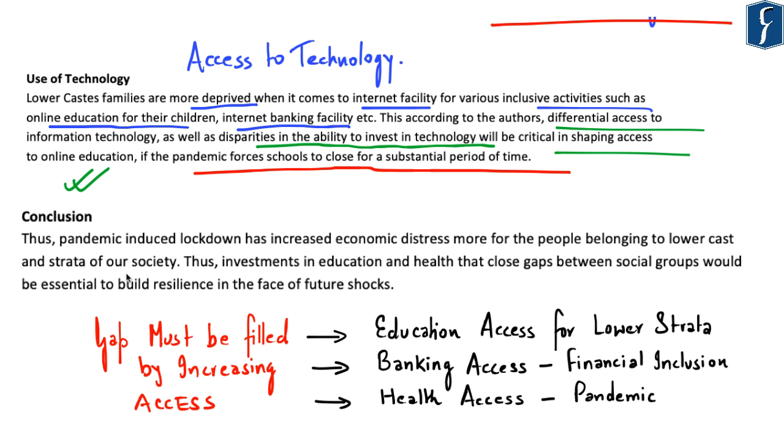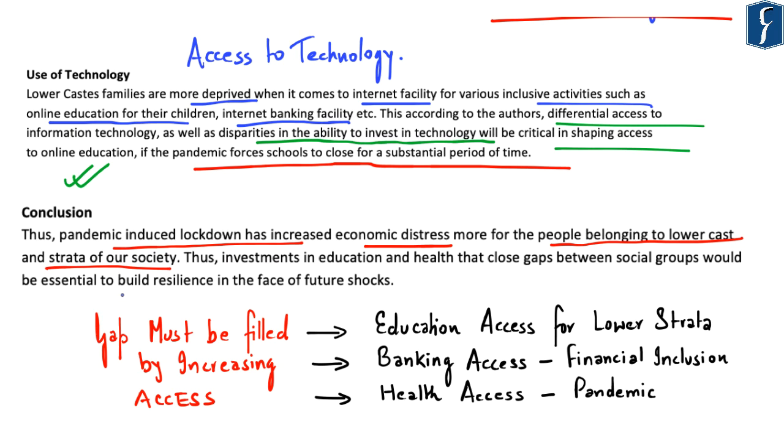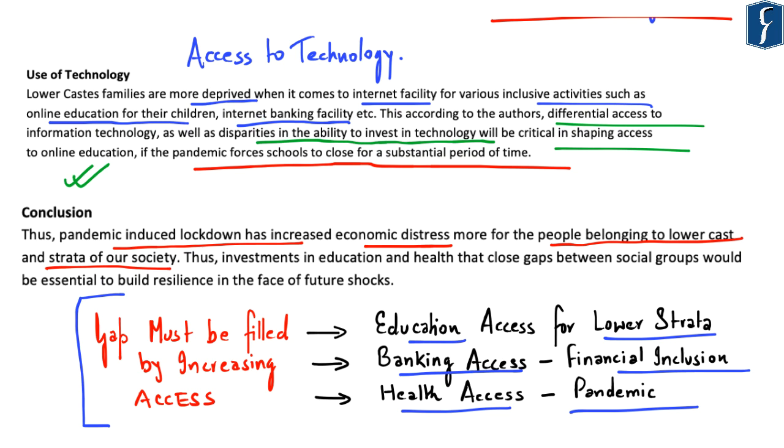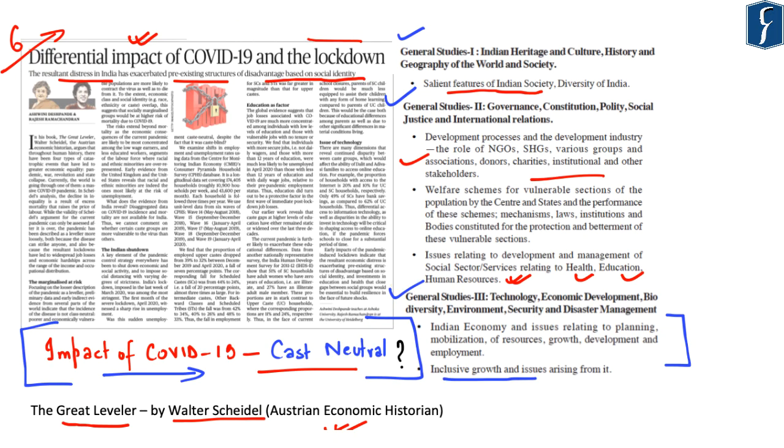So this article has concluded by saying that the pandemic-induced lockdown has increased economic distress more for the people belonging to lower caste and strata of our society. So in this regard, the government must fill the gap by increasing access to education for lower strata of the society, including the lower caste as well as those from the vulnerable sections. The government must increase banking access for such people, which will further help financial inclusion, and also provide health access, especially during the present pandemic of COVID-19. The author suggests that investments in education and health that close gaps between social groups would be essential to build resilience in the face of future shocks. So it is in this aspect that this article becomes important from the perspective of GS Paper 1, GS Paper 2, as well as GS Paper 3.